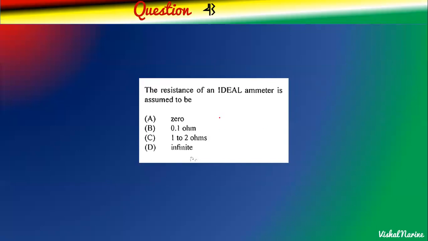The question was asking you about an ideal ammeter. So we know that ammeters are placed in series. So when it is in series, we expect it to have zero resistance, allowing current to continue flowing.